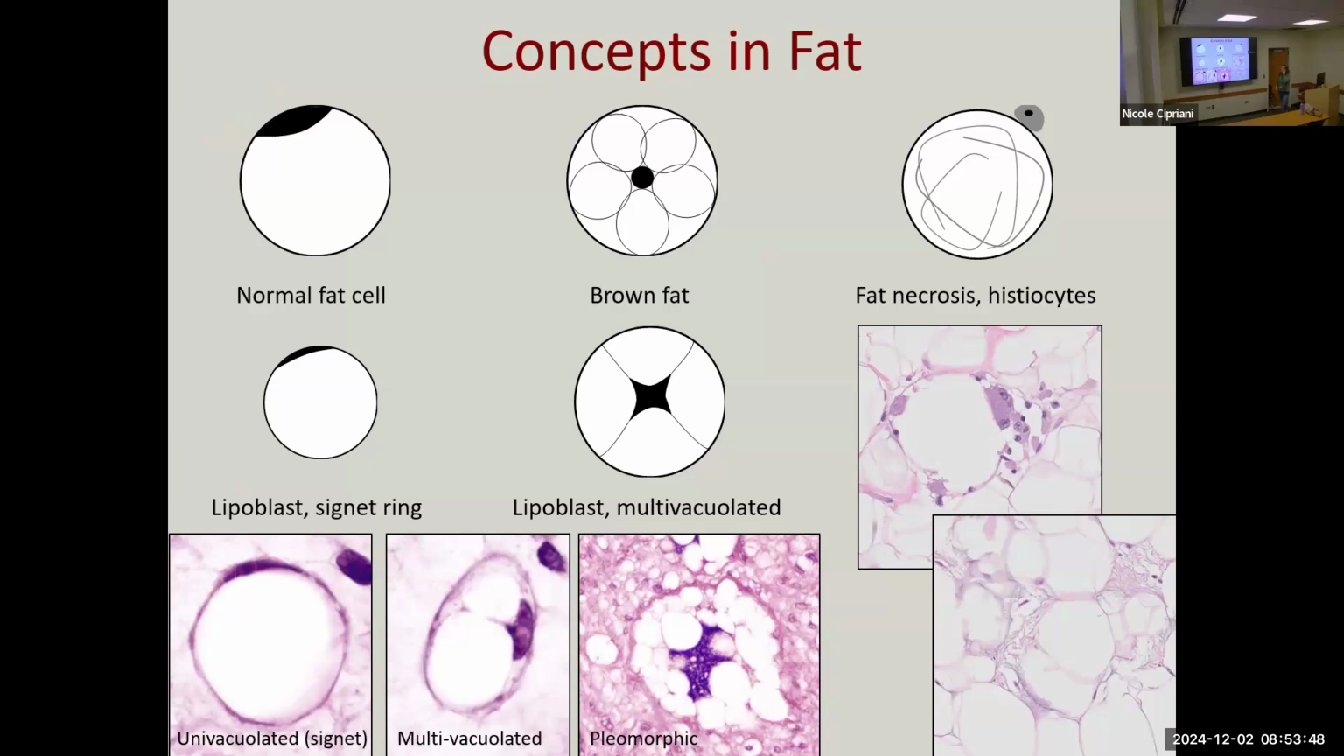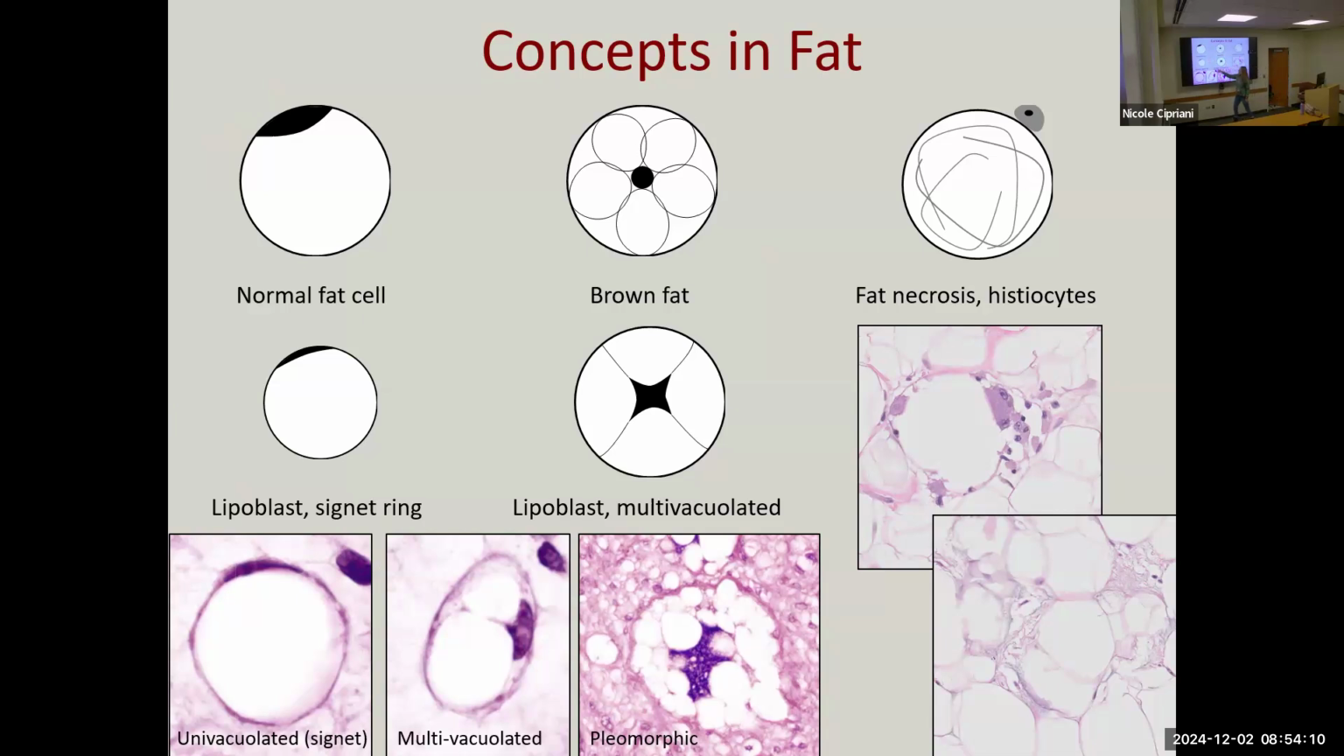How do we think about fat? A normal fat cell is moderately sized with a kind of plump, eccentric nucleus. This is different from brown fat, which has multiple cytoplasmic vacuoles, like a pretty little flower, but a plump nucleus in the center.